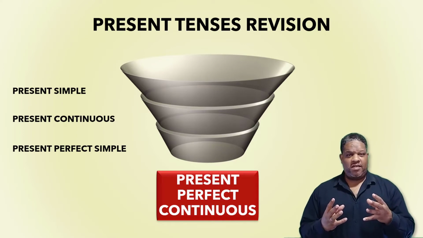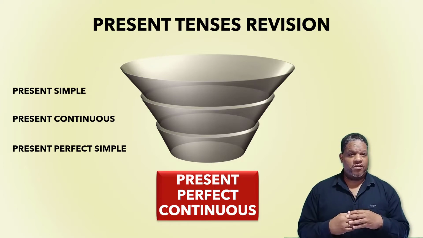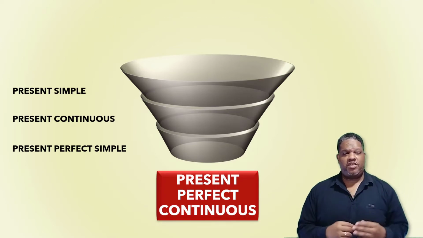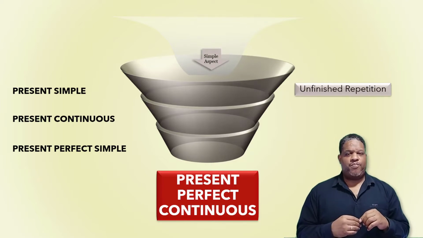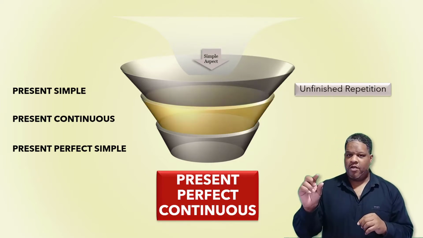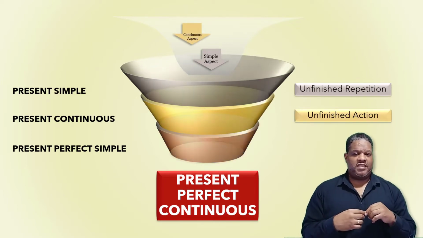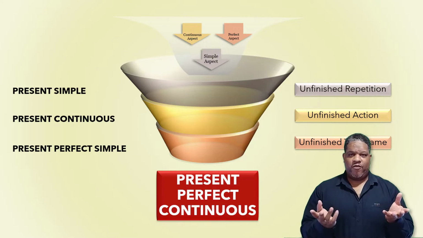Now, in order to fully understand the present perfect continuous, we need to first do a bit of revision on those other three tenses before it. That's because the present perfect continuous is really a combination of all three present tenses. That way, we can see what elements the perfect continuous takes from the simple and what elements it takes from the present continuous, and what elements it takes from the perfect simple, and together we have the full picture of what the present perfect continuous is.